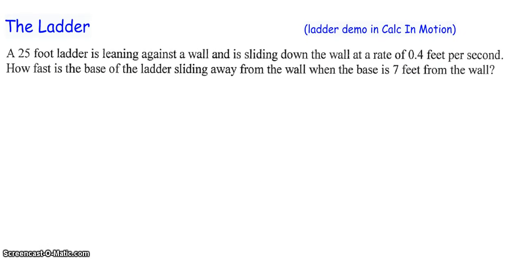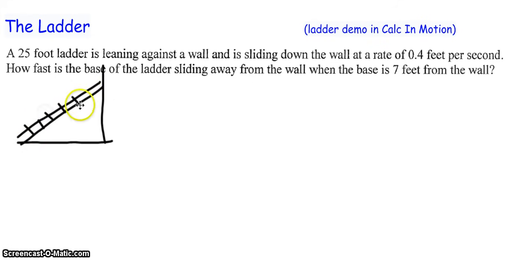Let's do another one. All right, here we have the ladder. Oh, good. A 25-foot ladder is leaning against a wall. So it has to be leaning. It must be like the hypotenuse, because if it were straight up and down, like the edge of a triangle, it would fall over. You are correct. So a 25-foot ladder is leaning against a wall.